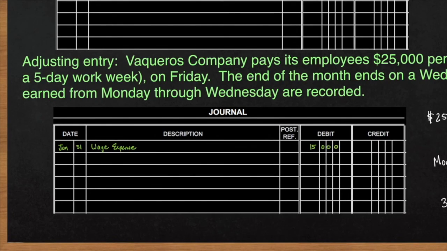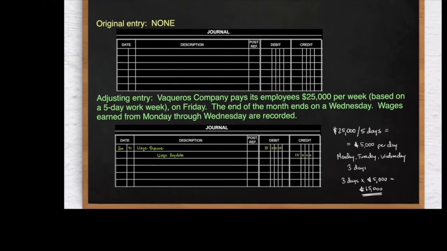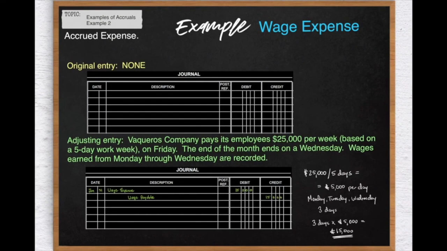And then you owe the employees this money because the company's not going to pay them on a Wednesday. They make their payments on Fridays. So what you want to credit is wages payable because the company owes the employees that money, $15,000. Once again, debit wage expense and credit wages payable for the amount that belongs in the accounting period, which is Monday, Tuesday, Wednesday.